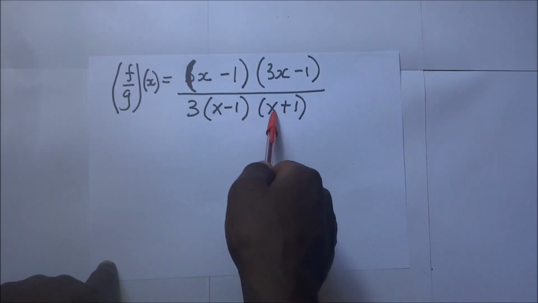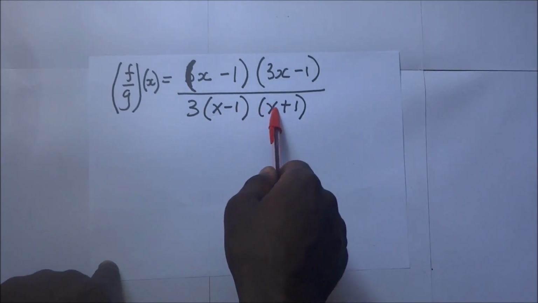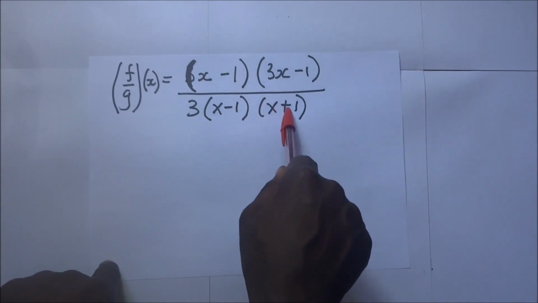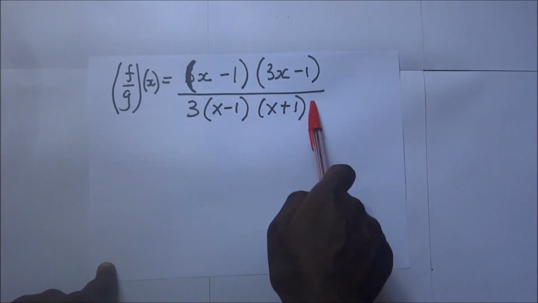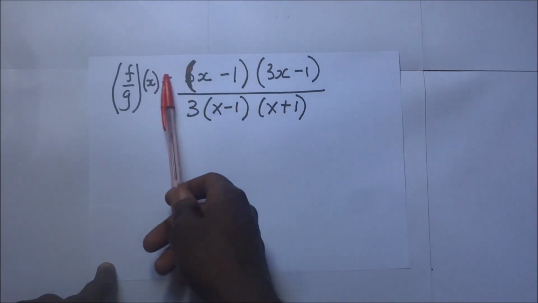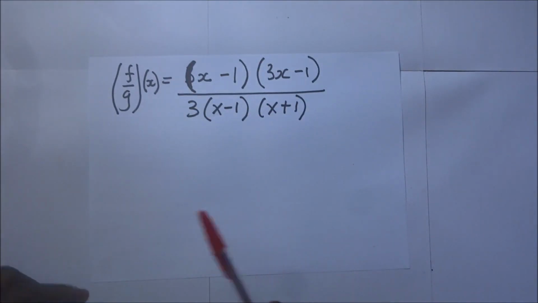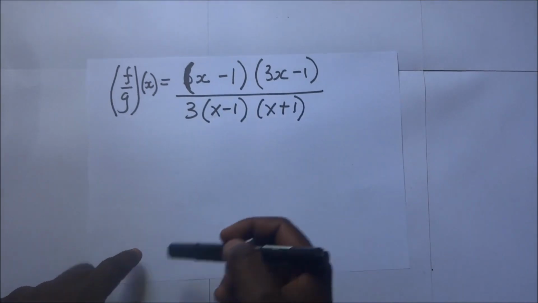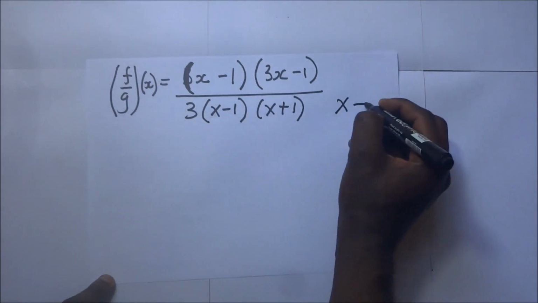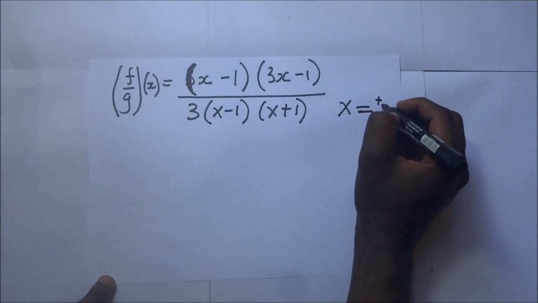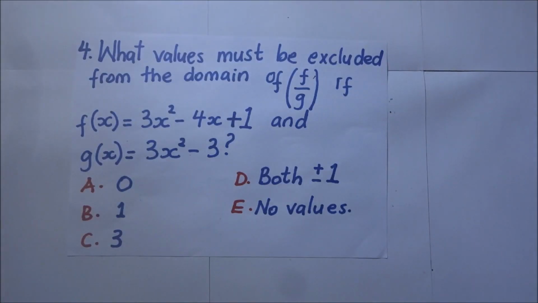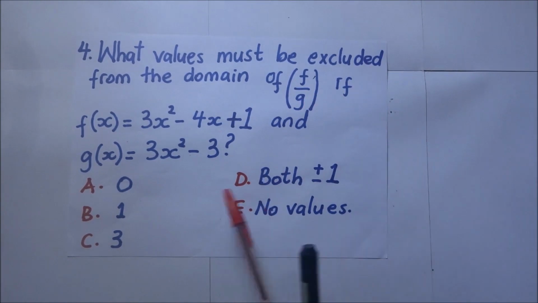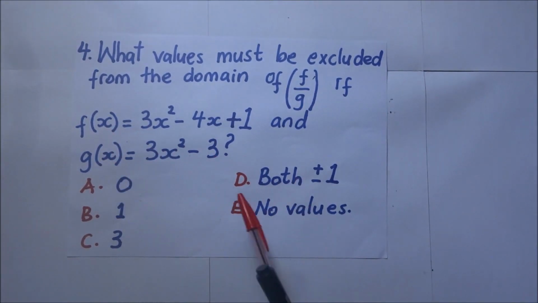Also, if you look at this term, if x was negative 1, it would mean that as far as this bracket is concerned, negative 1 plus 1 would make this bracket 0. Making this bracket 0 would make this whole term equal to 0, and that would make the value of this quotient undefined. So to avoid this denominator being equal to 0, it means that x should not be equal to either positive or negative 1. And so if we go back to our question, it is asking us to find the values which must be excluded from the domain of the quotient of the functions f over g. If f of x was that and g of x that, the answer is definitely D.